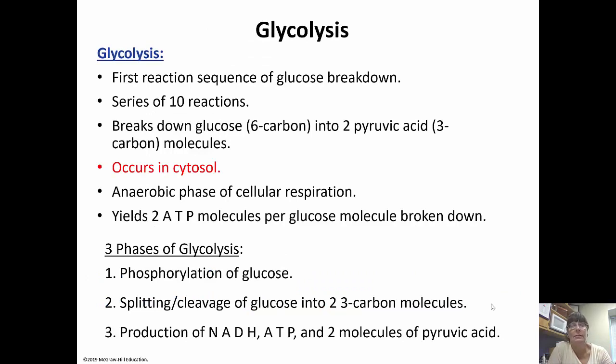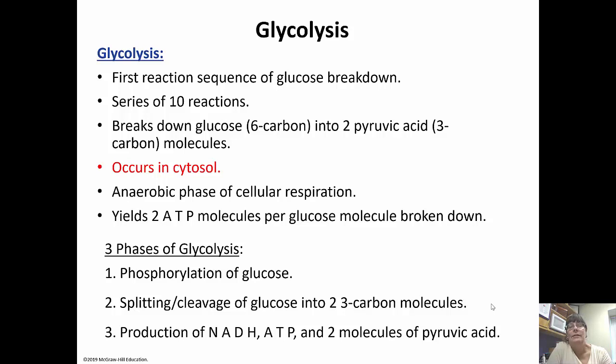So glycolysis is the first reaction in the sequence of glucose breakdown. It's actually a series of 10 reactions. It breaks down the 6-carbon glucose molecule into 2 3-carbon pyruvic acid molecules. It happens in the cytosol. Anaerobic, remember, but it only yields 2 ATP molecules. So that's not a whole lot.